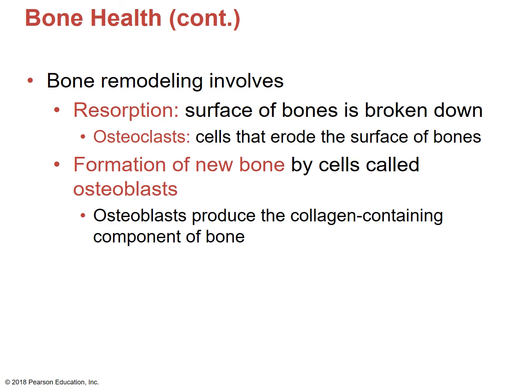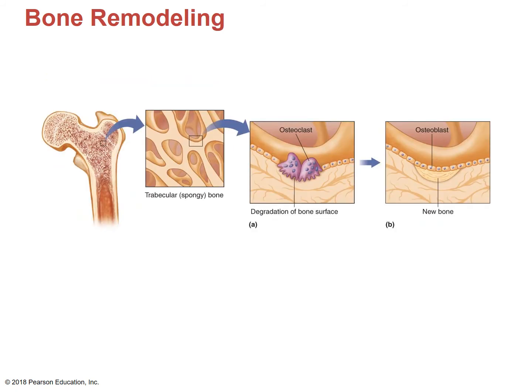Again, bone remodeling involves resorption, in which the surface of the bone is broken down by the osteoclasts, which remove excess bone material. Then comes the formation of new bone by the osteoblasts. And again, the osteoblasts produce the collagen-containing components of bone.